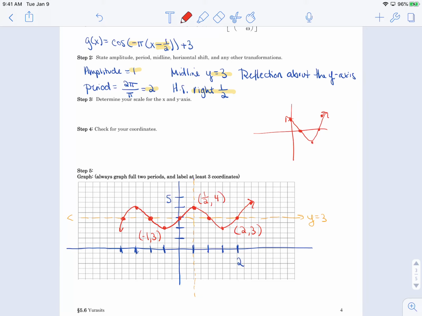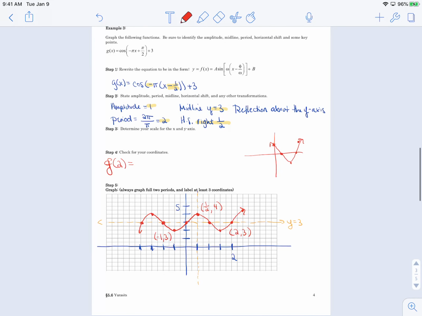All right. Let's go ahead and check one of the coordinates. On your exam, I would love it if you checked all of them to really confirm that you did it right, or at least 2. So let's check that 2, 3 one. So f of 2, excuse me, it should be g of 2. And I like to always go back to the original in case I butchered that factoring. Cosine of negative pi times 2 plus pi over 2, plus 3. So then I get cosine of negative 2 pi plus pi over 2, plus 3.